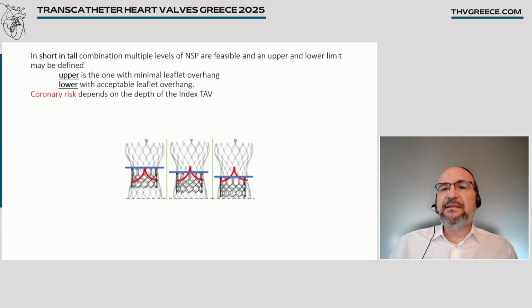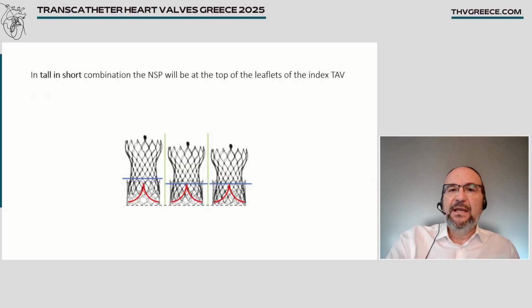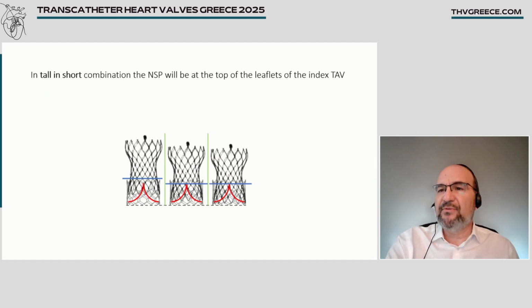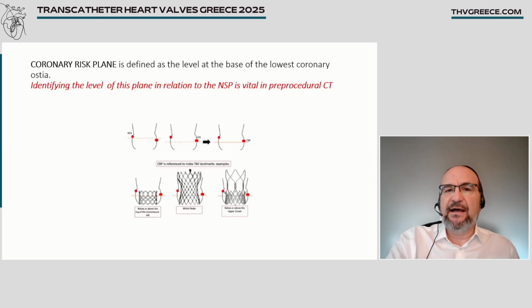And the coronary risk depends on the depth of the index valve and the depth of the second TAVI that we're going to place. So in tall and short combination, the neo skirt plane will be at the top of the leaflets of the index valve. In tall, the neo skirt plane will be at a single consistent level equivalent to the top of the leaflets of the index TAVI.